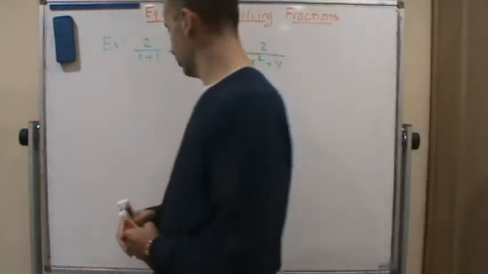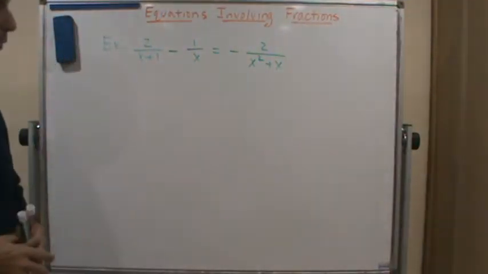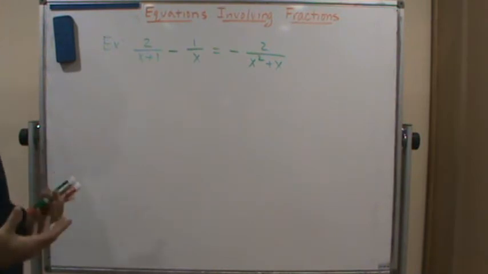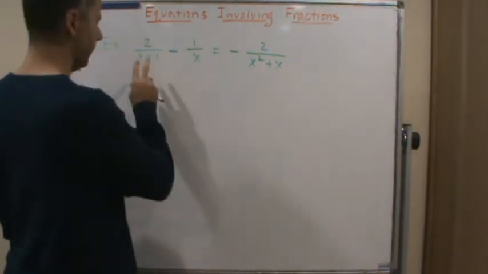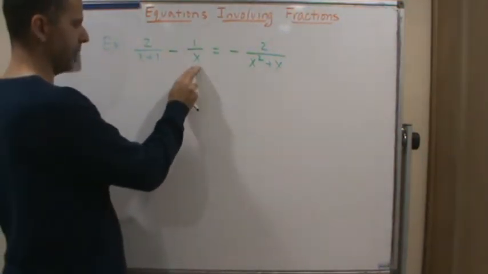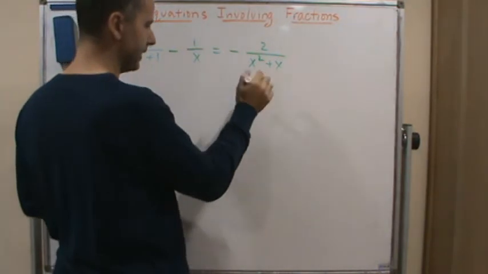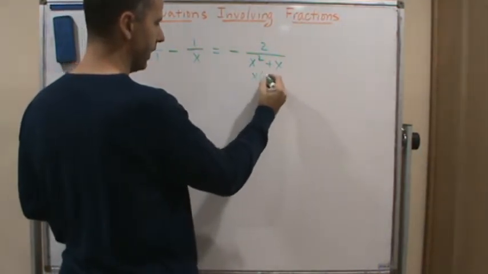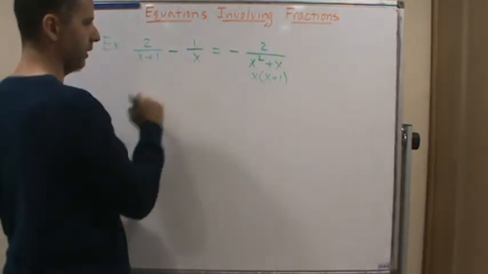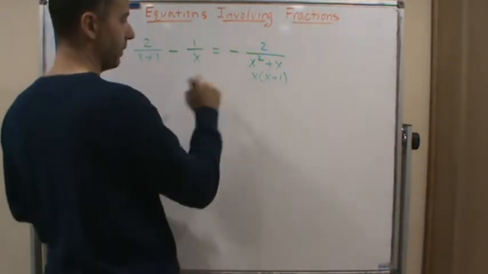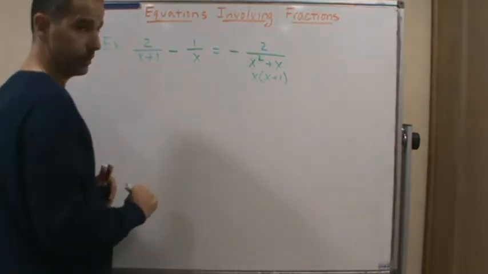So let's do this one. We've got this equation, and we know what to do. We've got to find the least common divisor and multiply through by it. So what is the least common divisor? Well, this can't be factored any further, but this can. This becomes x times x plus 1, which covers both of these. So it looks like the least common divisor is going to be this.